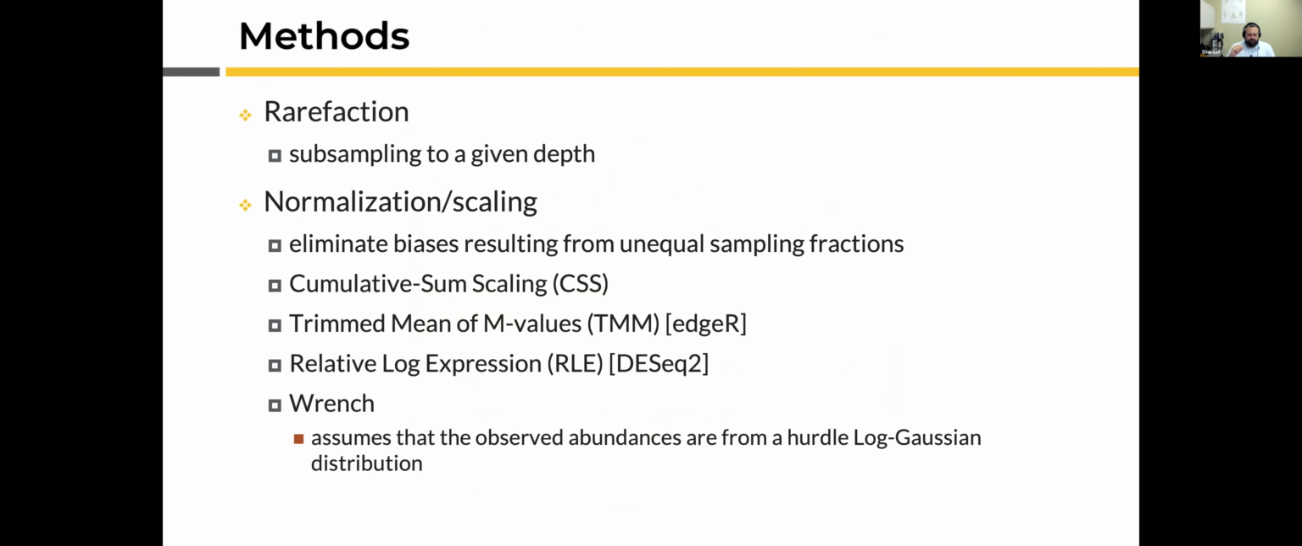Some of the earlier methods, one of the earliest methods, was rarefaction. And this is essentially subsampling to a given depth. So if you have sample A that has 10,000 organisms and sample B that has 2,000 organisms, you sample at random from sample A, and you extract 2,000 organisms from sample A, or sorry, 2,000 counts.